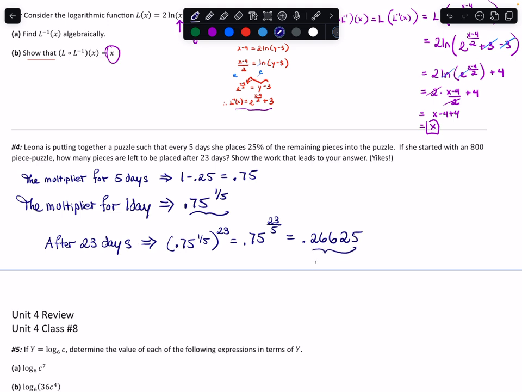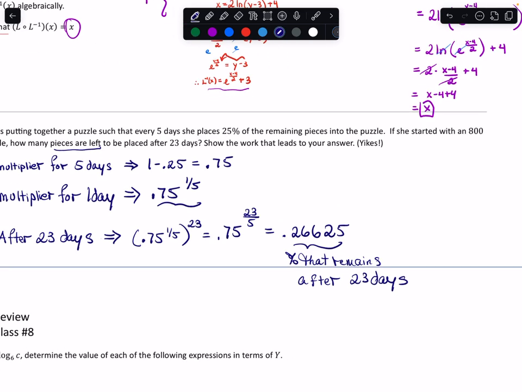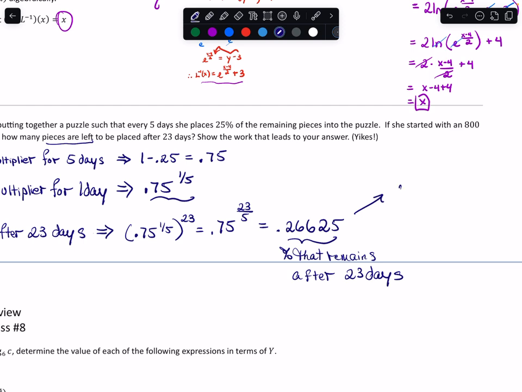This is the percent that remains after 23 days. So how many pieces are left? That's what they're asking. So it would be the 800 she started with times that decimal. And since we're talking about puzzle pieces, you really shouldn't have half of a puzzle piece unless your dog ate some of it or something like that. Haha, I made a funny. We should have a whole number answer. This comes out to about 213 pieces.